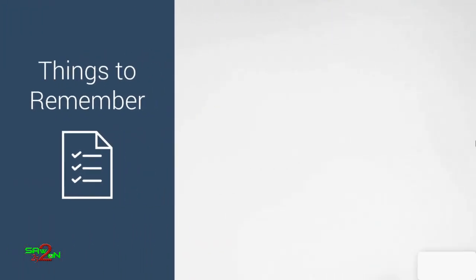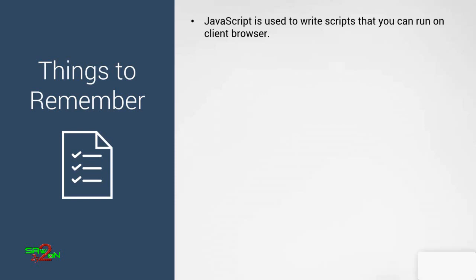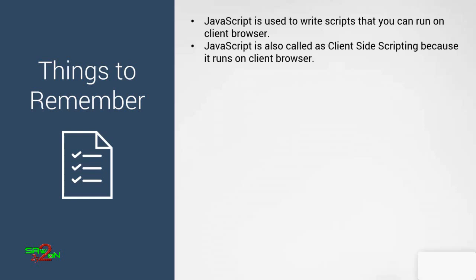So let's do a quick review on things to remember before we finish off this section. So first thing we have learned is JavaScript is used to write script that you can run on the client browser. And the reason why JavaScript is called client-side scripting is because it runs on the client browser. So this is the ability that is given to us, wherein if you want to write a program and control something on the web page, you write JavaScript.